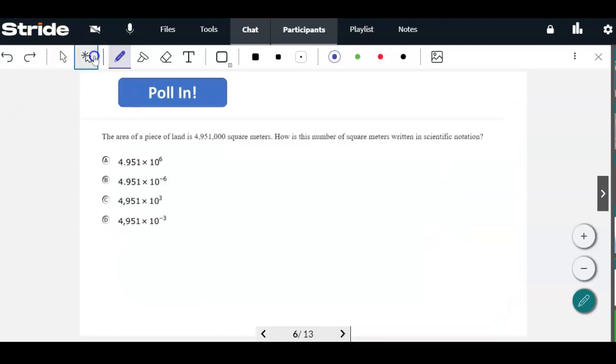All right, another practice problem. The area of a piece of land is 4,951,000 square meters. How is this number of square meters written in scientific notation? First, it's a large number, so we're going to eliminate these two that have negative exponents. Gone. Now we're going to move it over between the 4 and the 9. So look at the choices that we have now. That's what we need, but look at this. That's a comma. That's not correct. Now let's make sure this exponent is correct. We moved over 3, 6. That is correct.